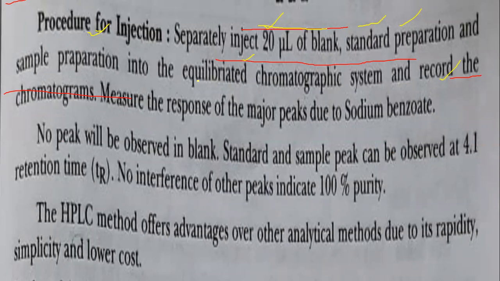So during last lecture, we have studied the detection of boric acid and sodium benzoate. Boric acid was determined by titrimetry, and sodium benzoate was determined by HPLC technique. The HPLC technique is a rapid, accurate, and simple method for determination of benzoic acid.